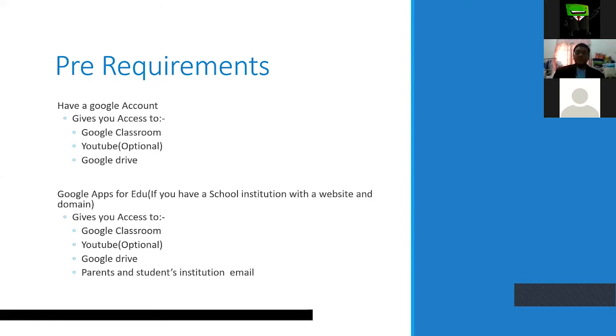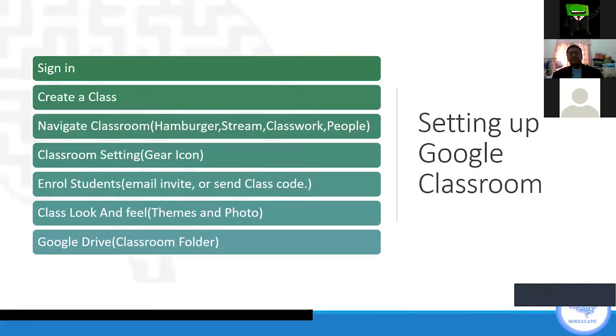Okay, now let's go to the setting up of our Google Classroom. There are 7 steps to your Google Classroom, which are signing in, creating a class, how to navigate the classroom, what the classroom settings are, how to enroll students, how to change your class look and feel, and the changes that happen in your Google Drive provided you made a Google Classroom. I will go through these slides first, and when I have done all these slides, I will do a practical hands-on session where you can see me create a new class from scratch.